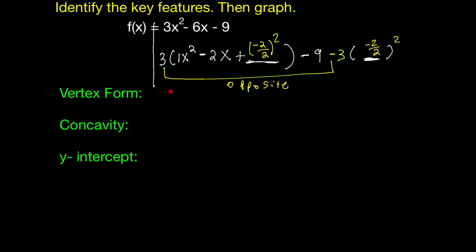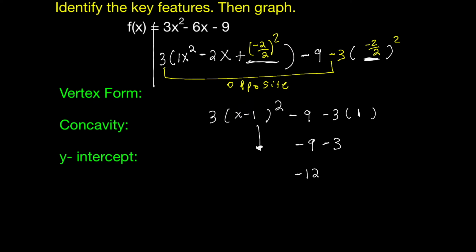And now let's go ahead and clean this up. We have a 3. The binomial squared is going to be made up of x, and the negative 2 divided by 2, that's just going to be 1. Then we get negative 9 minus 3 times negative 2 divided by 2 is negative 1. If we square that, we're going to get a 1. And here we get negative 9. 3 times 1 is 3. And negative 9 minus 3 is going to give us a negative 12.